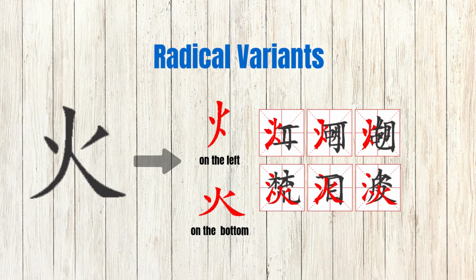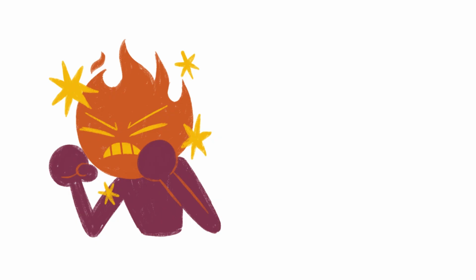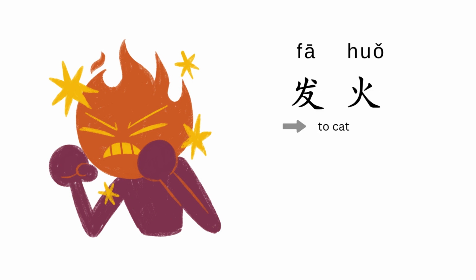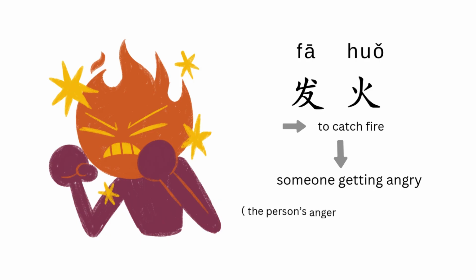Let's learn an interesting word in Chinese. When you see this picture, does it remind you of someone who is very angry? In Chinese, to describe a person who is extremely angry, we say 发火, which literally means to catch fire, but is used to describe someone getting angry, as if the person's anger is bursting out like flames.